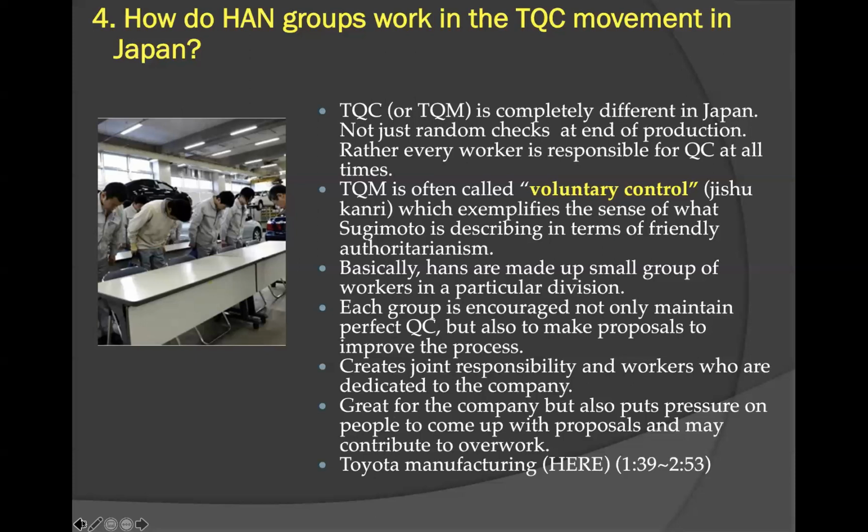And I was going to show you a video, but I've lost my link here. So I'm going to have to maybe put this at the end of the slideshow when I post this.